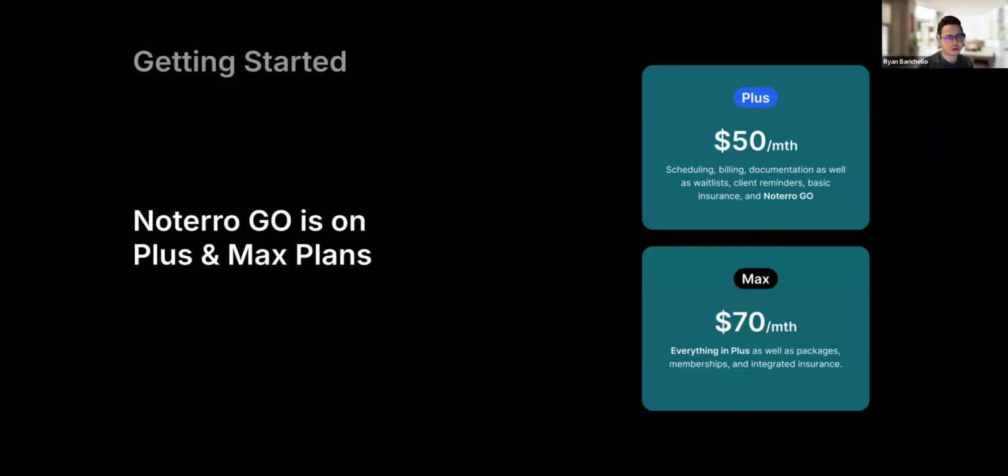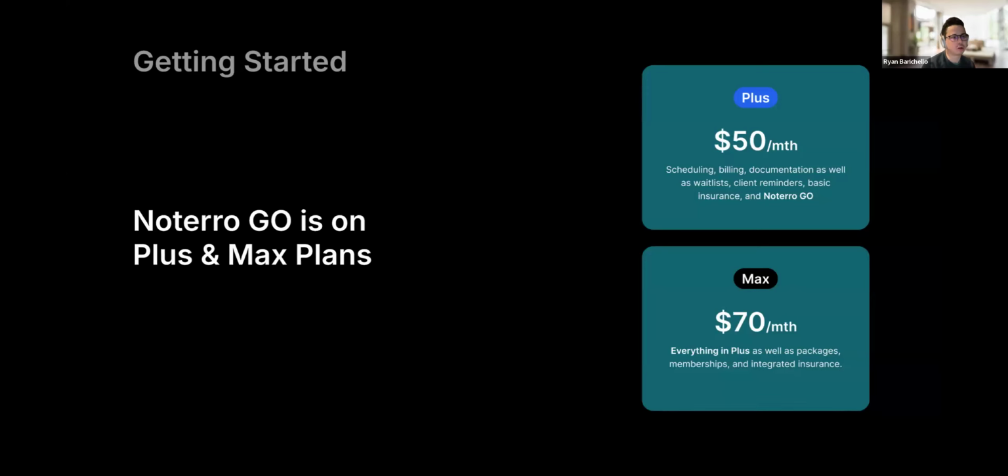So Noterro Go. Thanks, Nick, for taking us through that. Yeah, there's a lot more planned for Noterro Go to come. This is the first release. It is available to all clinics now, or it's available publicly now. It's available to clinics on the Plus plan and the Max plan. So if you are on one of those plans, you just head over to your settings and enable Noterro Go and start adding your service areas and your availability.